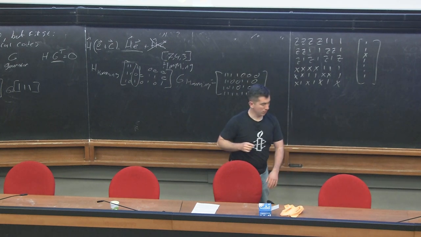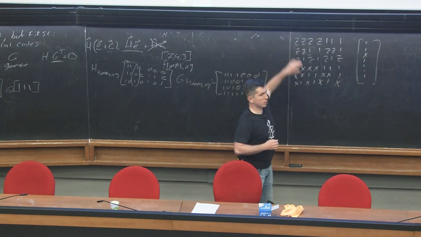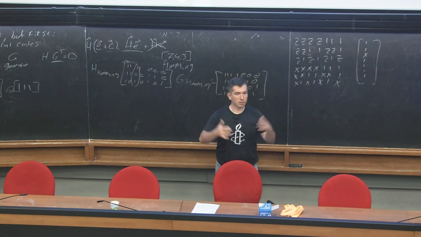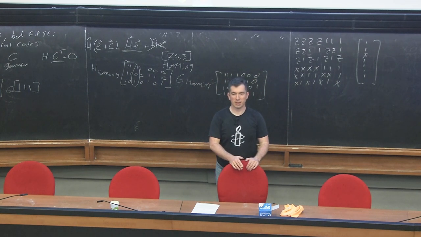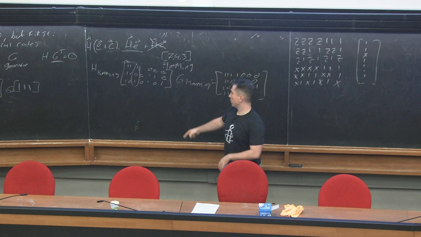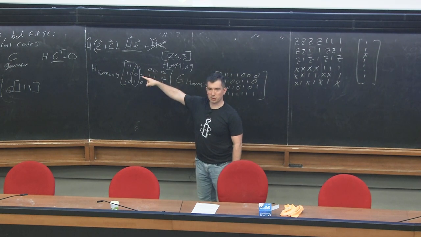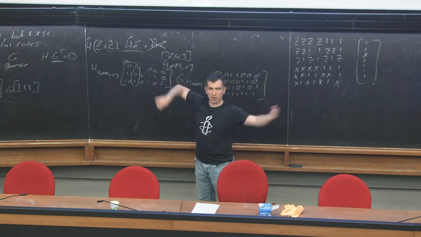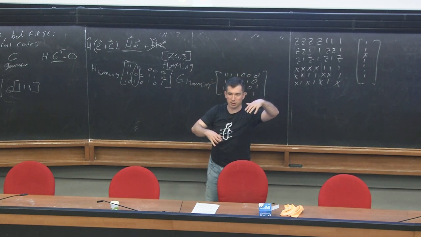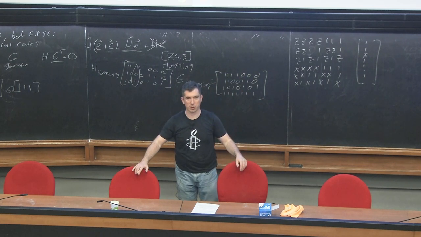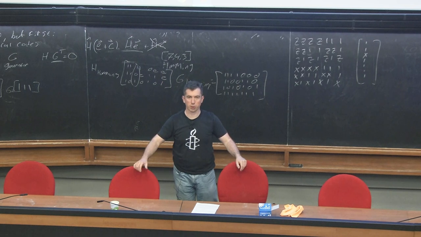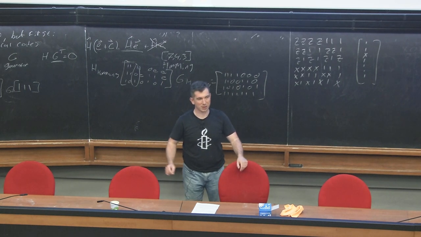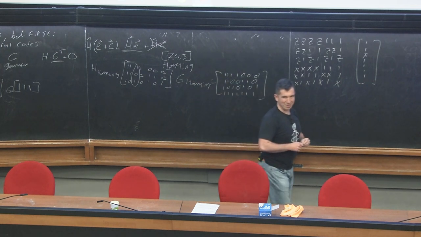And these stabilizers commute. Is it guaranteed that they commute? If I was just to take some random matrix of zeros and ones, turn it both into Z's and X's, and then stick them on top of each other, would the stabilizers commute necessarily? Sleeping guy in the fourth row. Do you know? Sleeping guy does not know. But the answer is no.